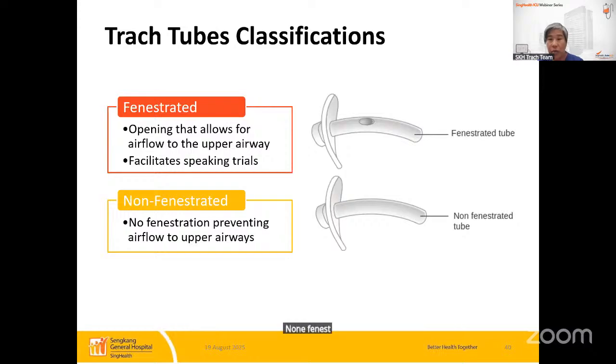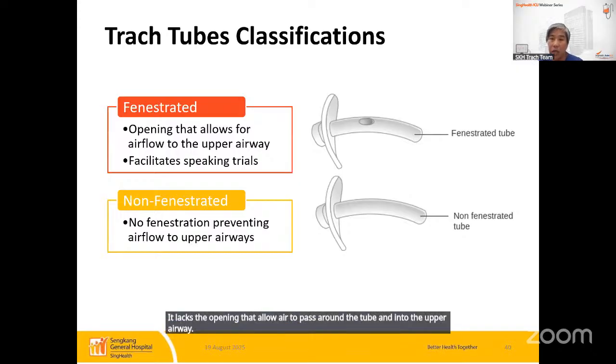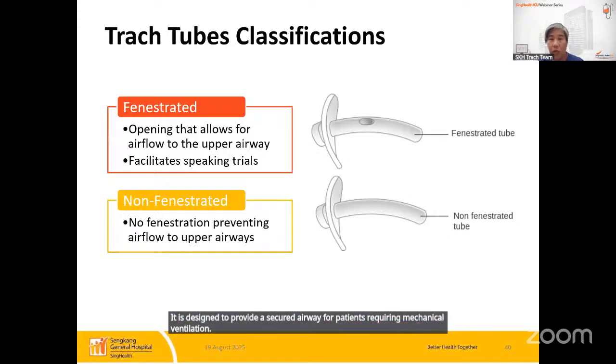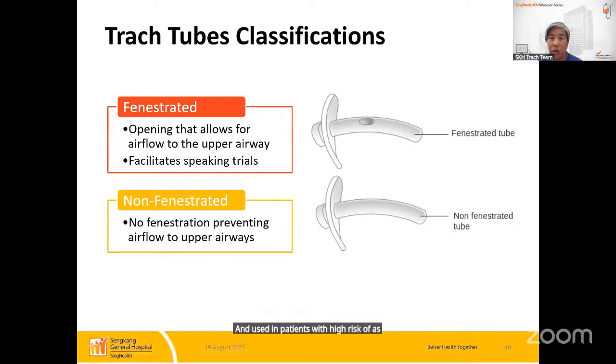Non-fenestrated tubes are the most common type used in tracheostomies. They lack the opening that allows air to pass around the tube and into the upper airway. It is designed to provide a secured airway for patients requiring mechanical ventilation and is used in patients with high risk of aspiration or swallowing difficulties. Also used in suctioning secretions from the trachea.